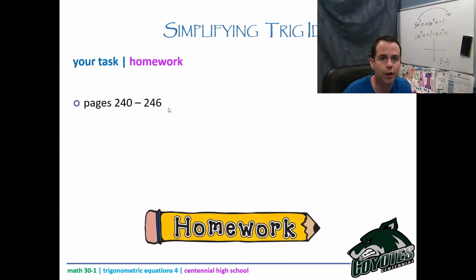Okay, so your job is to get through pages 240 to 246, and then in the next lesson, what we're going to start doing is looking at, in more specifics, what verification and what proving all entails.